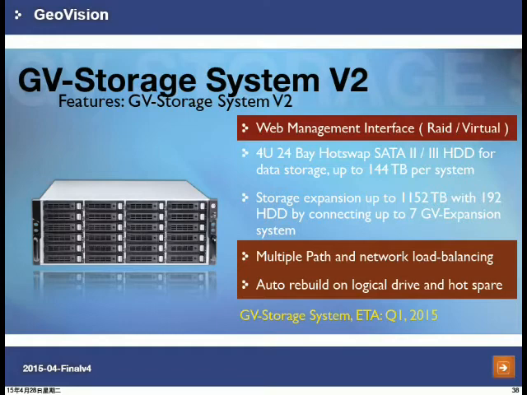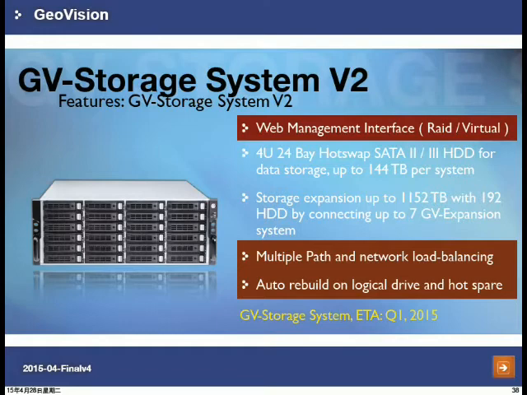And like we just mentioned, each system is equipped with up to 24 bays, so the maximum recording hard drive space you can have is up to 144 terabytes per system. And you're going to have 1150 terabytes with 192 hard drives connecting up to 7 expansion systems. So the total is going to be 8 systems: 1 GV storage system V2 and 7 expansion systems.